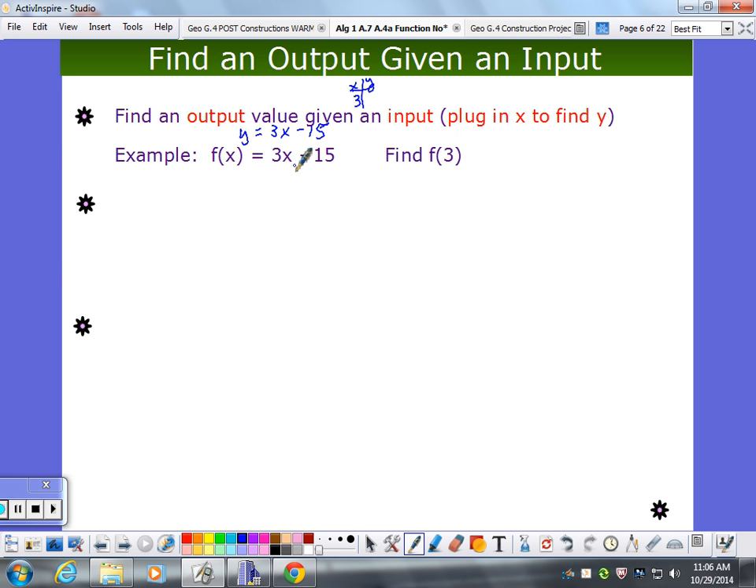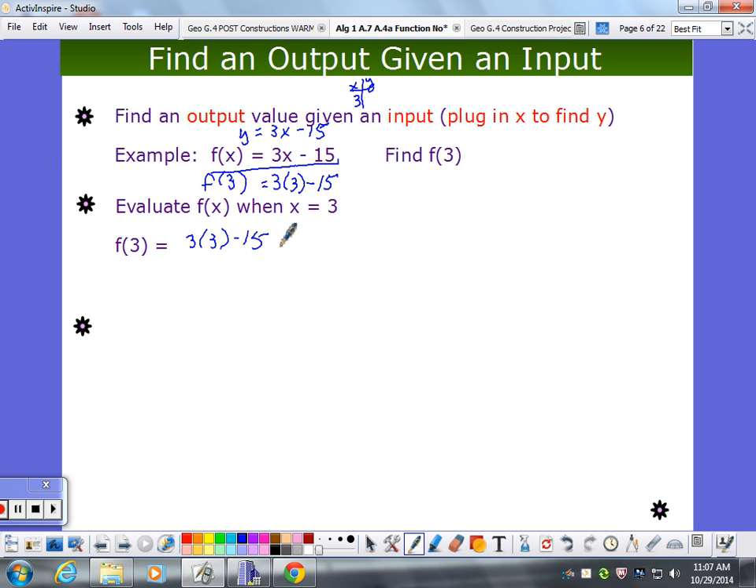And how does that work? So here's f of x. It's 3x minus 15. So now I'm taking the 3. What am I going to replace with 3? The x. Wherever you see an x, you put a 3 in. So what is f of 3? You put a 3 in wherever there's an x. That's 9 minus 15, which is negative 6. Does that make sense to you?